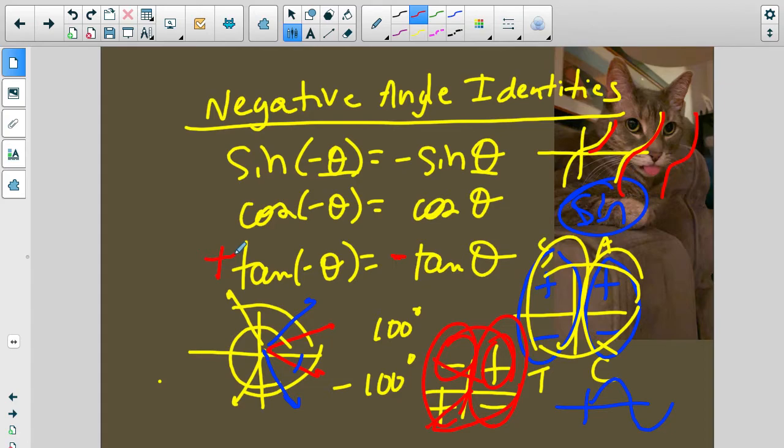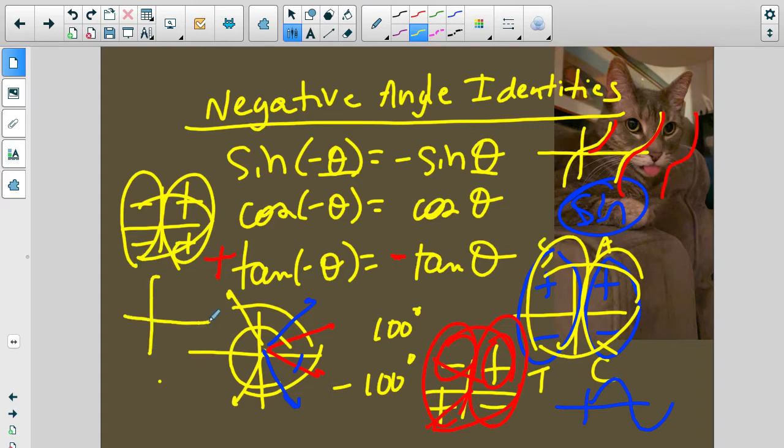Let's look at cosine. All students take calculus. That's what cosine does, right? Does it matter which way you wrap? I don't care if you go to 100 or to negative 100. Won't you get the same exact answer? They have the same sign. That's what this is saying. By the way, cosine does this: positive, negative, negative, positive.